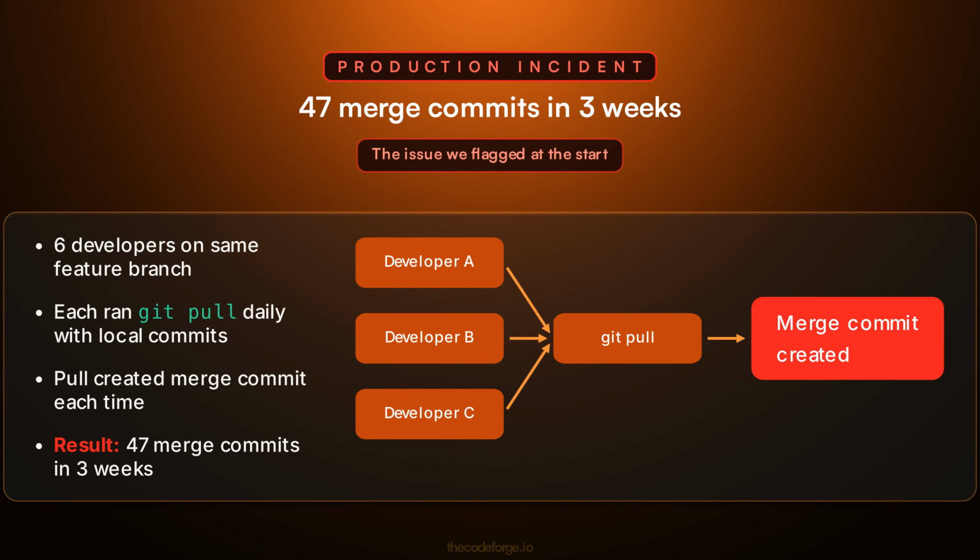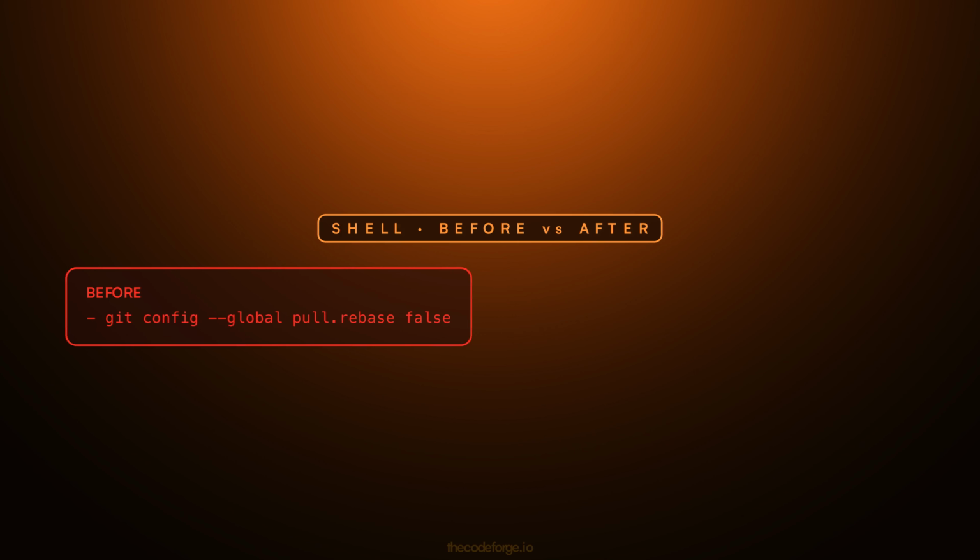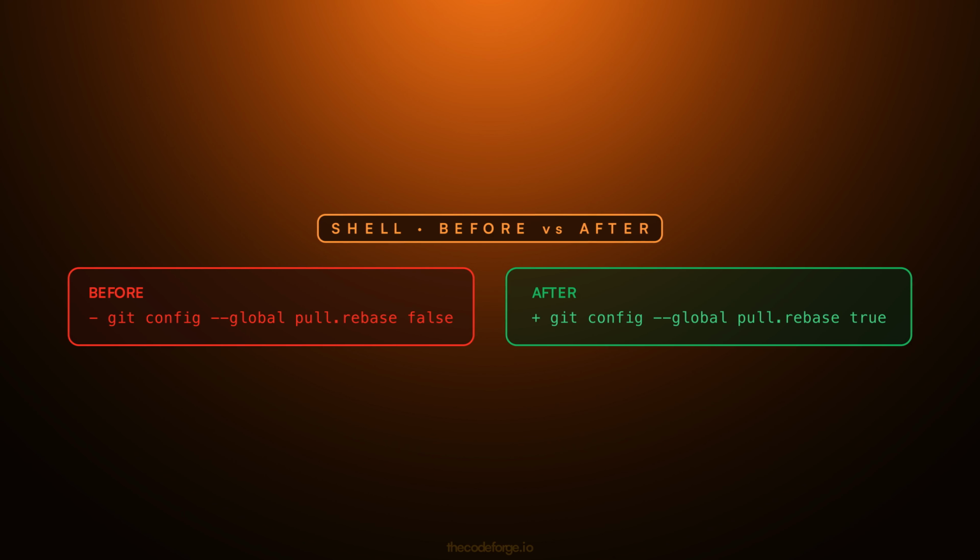6 developers committed to the same feature branch daily. Each morning they ran git pull, which created a merge commit because their local branch had diverged from the remote. Over 3 weeks, that added up to 47 unnecessary merge commits. The default git pull uses merge strategy, which creates unnecessary merge commits on shared branches when local history diverges. Setting pull.rebase true changes the default to rebase, producing linear history.